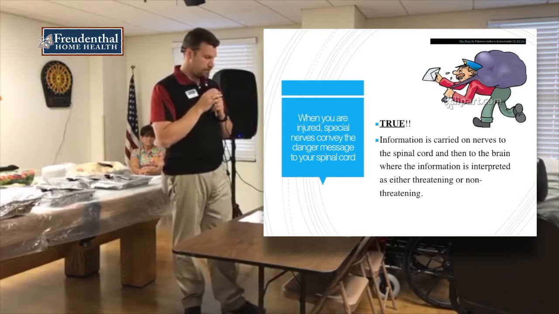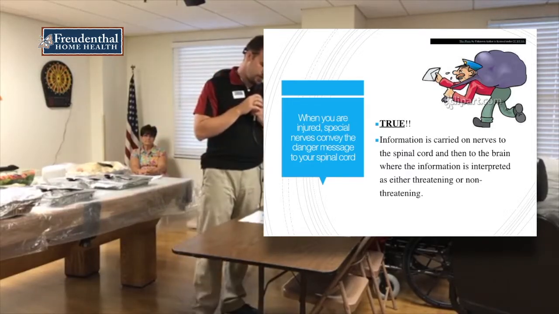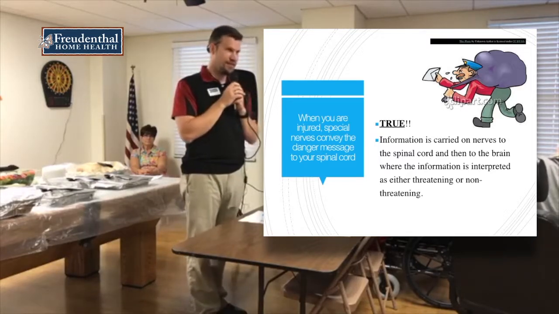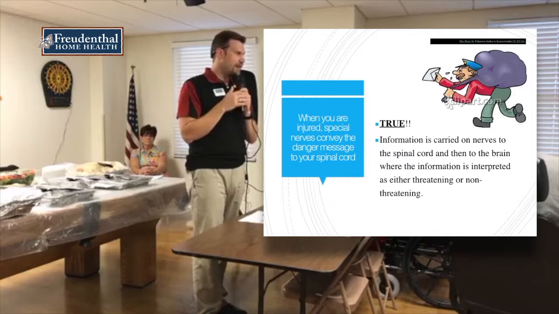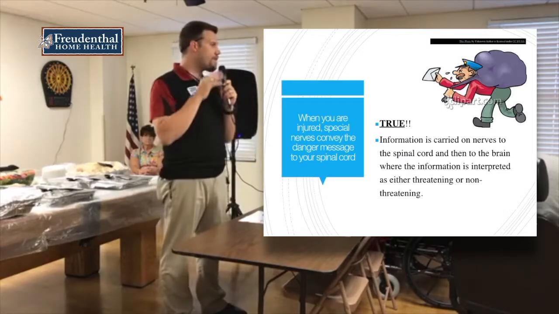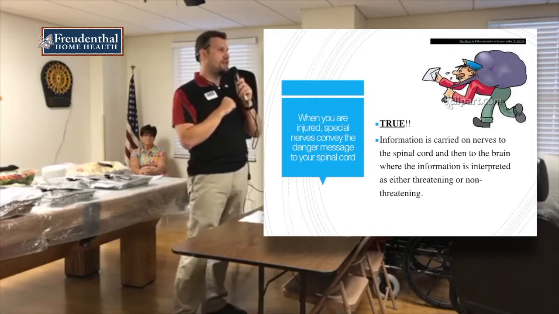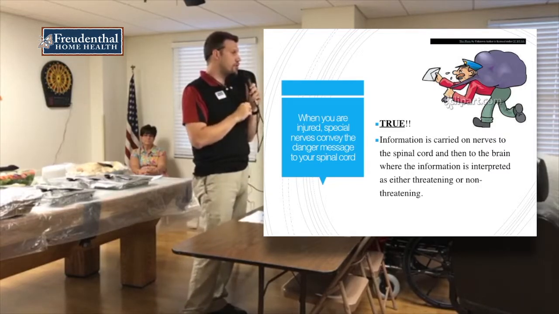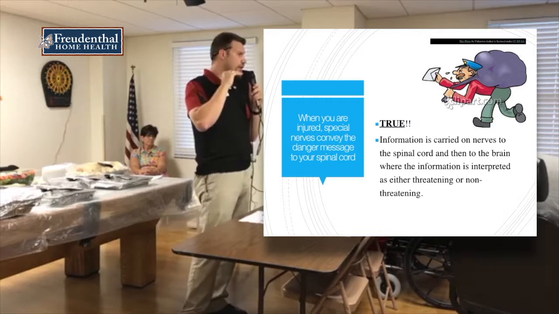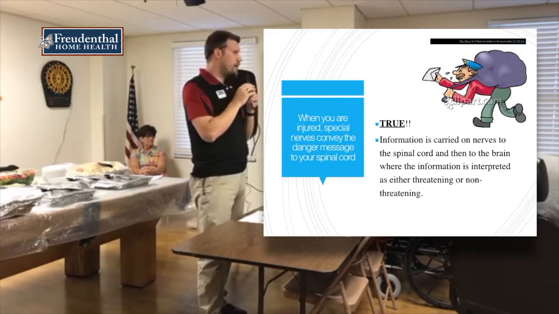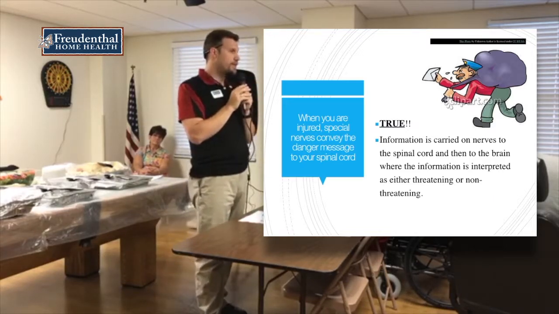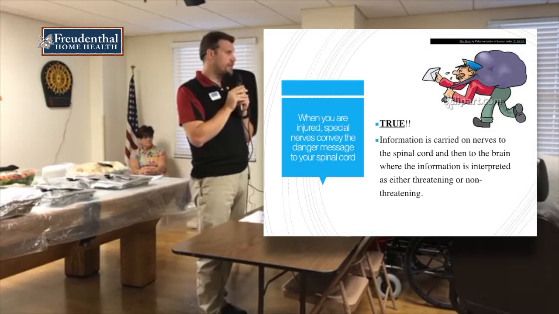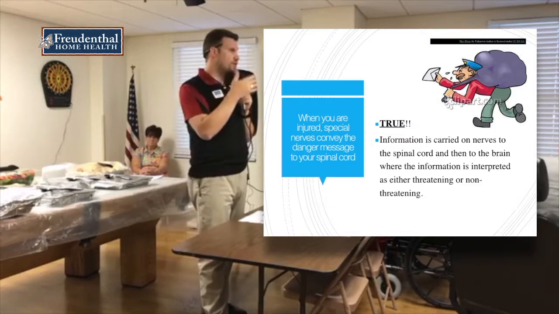So when you're injured, special nerves convey the danger message to your spinal cord. True or false? It's true, absolutely true. Remember earlier we said we don't have pain neurons, we actually have danger neurons. So the nerves in our body are constantly sending signals up to your brain. And in the brain, the first place the nerves hit, they go through a set of filters. Is this relevant? Is this bad? Is this good? Is this irrelevant? And your brain has to interpret that.